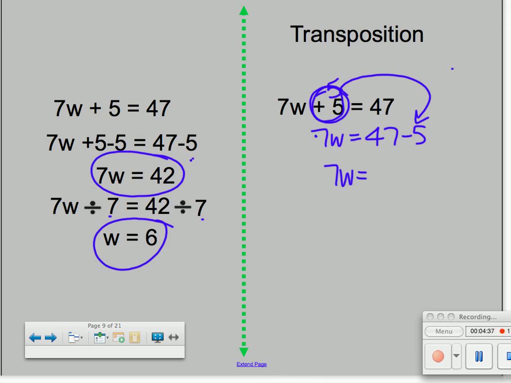What's 47 minus 5? 42. Okay? Still have something left to undo. What am I going to do to undo that?